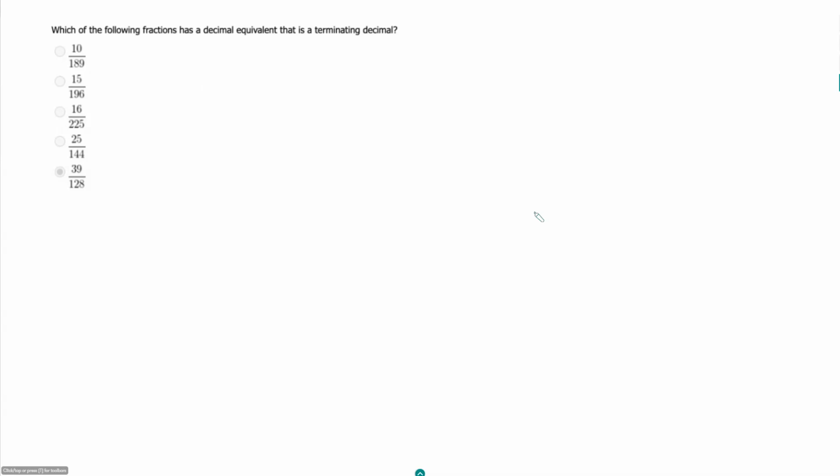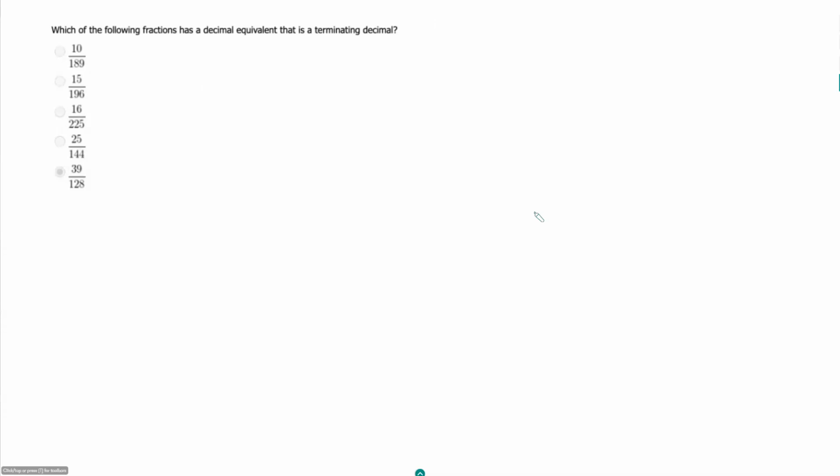Which of the following fractions has a decimal equivalent that is a terminating decimal? So the rule for terminating decimals, I'd say it's worth knowing. There's probably only a 10 to 20% chance it will actually show up on your test, but if you know the rule, any question they ask you about terminating decimals is easy, and if you don't know the rule, well, you're sort of screwed.